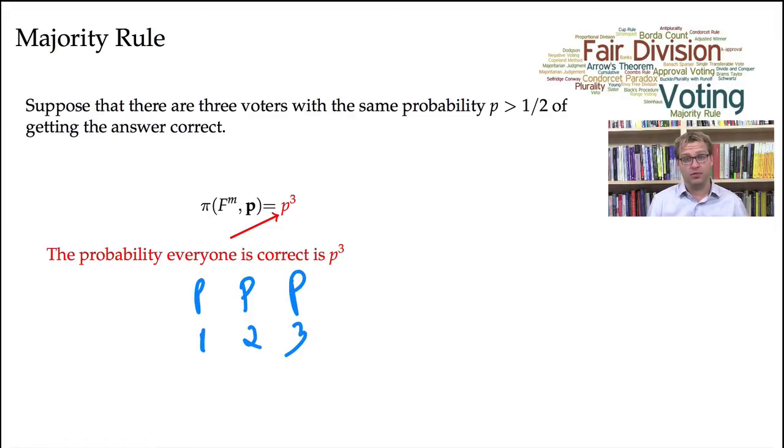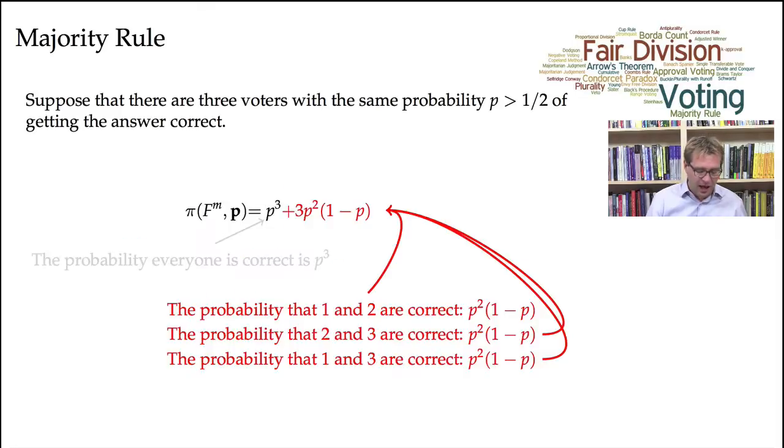That's also p. And so we're going to assume that whether or not a voter gets the answer correct is independent of the abilities of the other voters. If that's the case, then the overall probability that everybody gets the answer correct is going to be p times p times p, which is p cubed, plus the probability that at least 2 people get the answer correct.